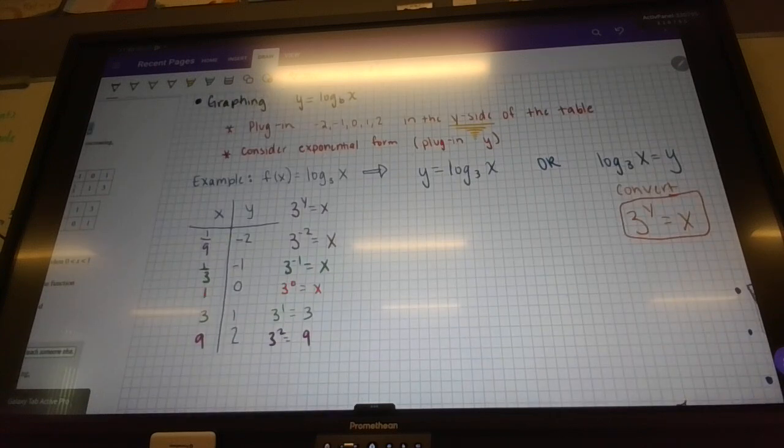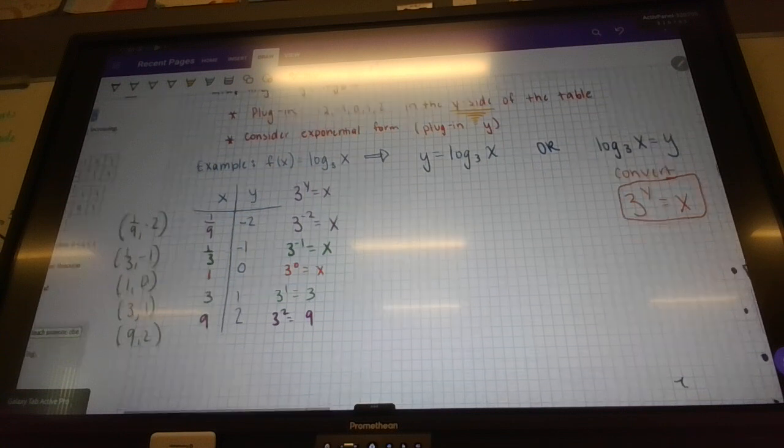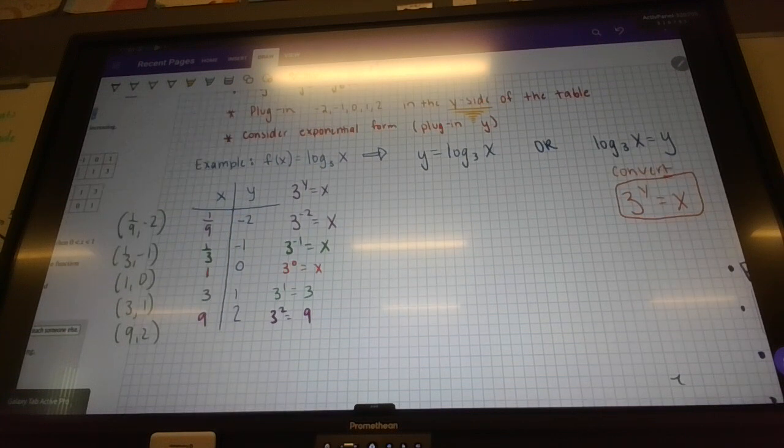So here's our ordered pairs for our log graph. It's 1/9, comma, negative 2; 1/3, negative 1; 1, comma, 0; 3, comma, 1; 9, comma, 2. Very different strategy here, filling in the y's first and solving for x. But over time, you can actually look at the equation and start to understand, oh, I know what I'm looking for here. I'm looking for powers of 3, or I'm looking for powers of 4.